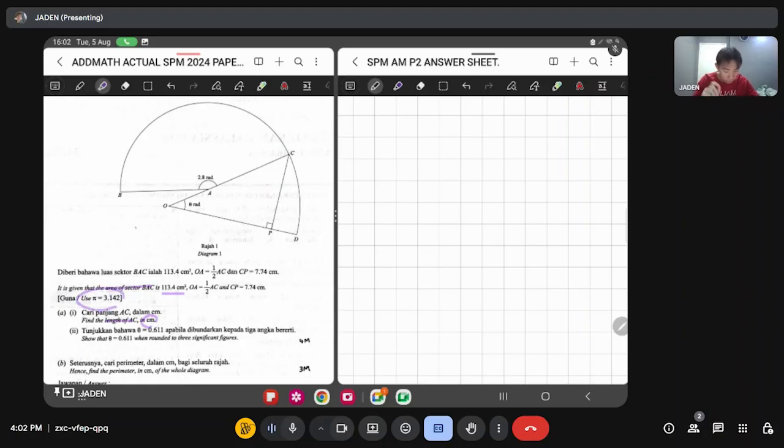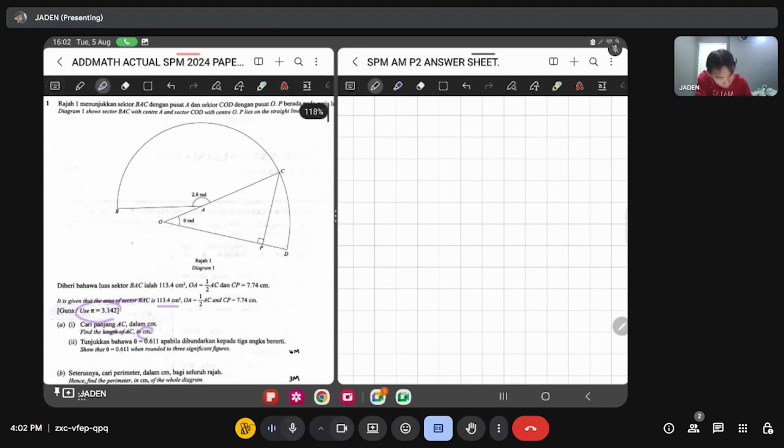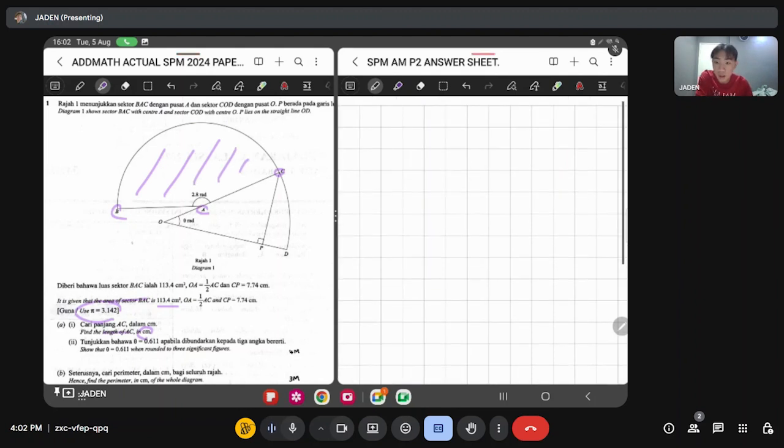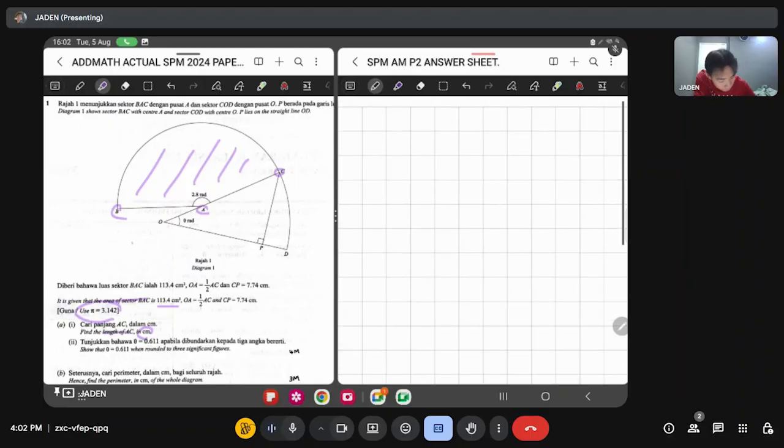Now first of all, they give us the area of sector BAC, which is this side of the area. I'm going to form an equation out of the area of sector BAC first in order to get the AC. So this is question 1a. We write down the formula of area of sector, which is 1/2 r squared theta. I think in Malay it is j squared theta, because the r stands for radius, and then equal it to 113.4.